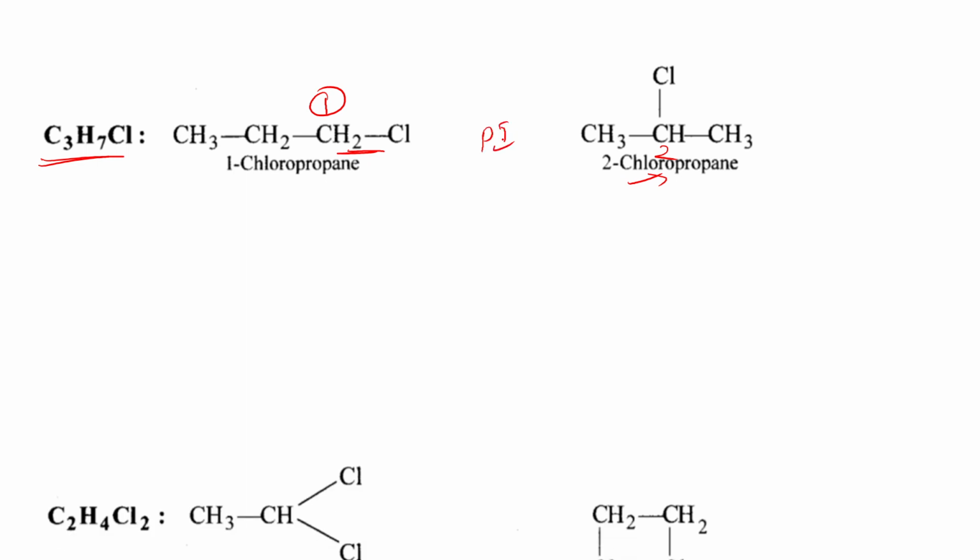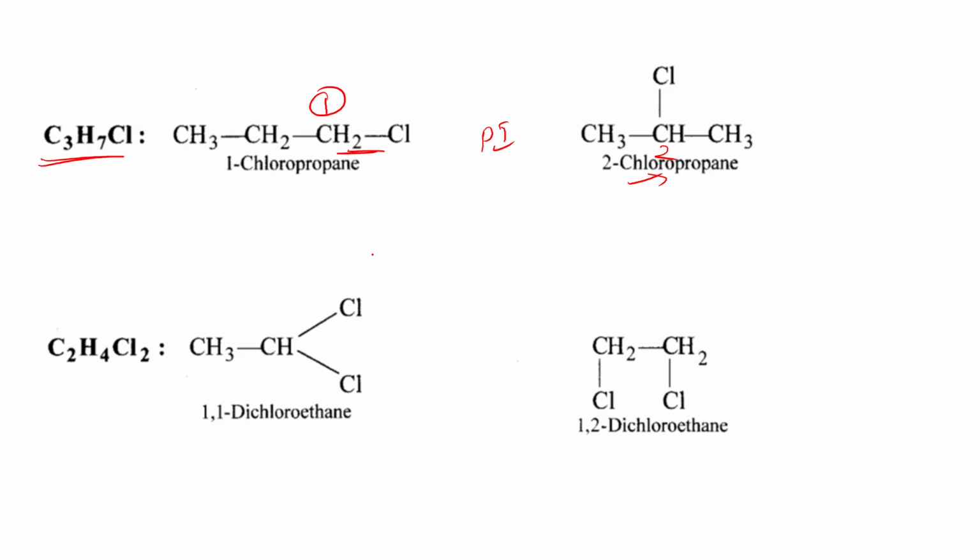Coming to the next example, dichloroethane. Here 1,1-dichloroethane, and here 1,2-dichloroethane. So the chlorines are in the same carbon atom in one, and in different carbon atoms in the other. When the substituents are present on the same carbon, it is called geminal. I already discussed this point earlier in nomenclature. If those are on adjacent carbons, that is called vicinal.